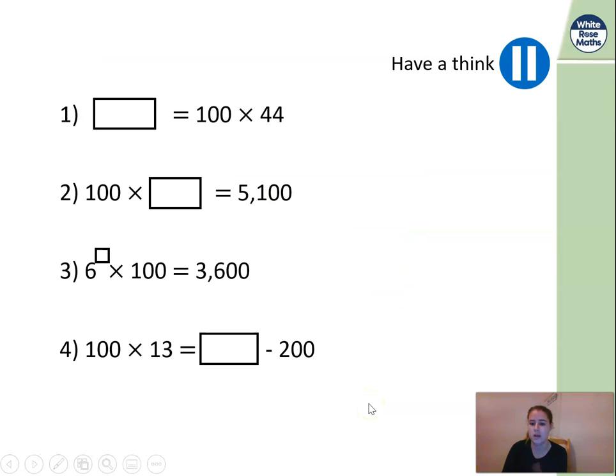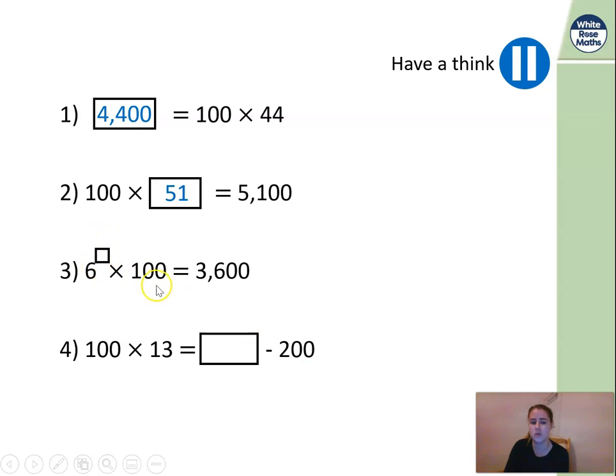Pause the video and have a go at the questions on the screen for me. Okay, let's go through those answers together then. So 100 times 44, making it 100 times bigger, is 4,400. This one is going to be the same as the one we've done before. We're going to have to make it 100 times smaller. Therefore, the answer is 51.